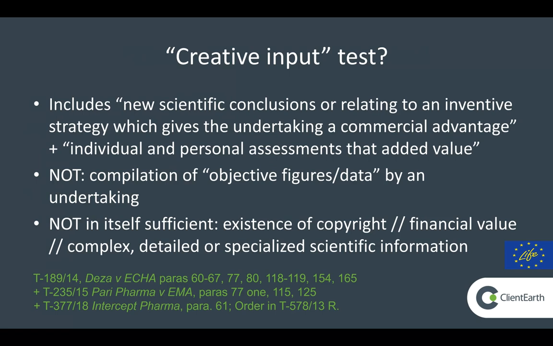And the court has also said in these contexts, it's not in itself sufficient that there's a copyright, that information has financial value. That's not in itself sufficient. It's not in itself sufficient that it's complex, detailed, or specialized scientific information. All of this can be not commercial information if it is not shown that there is some form of creative input. And so this test has been emerging in the case law, and I come back to it because it has now also been criticized by the Advocate General.